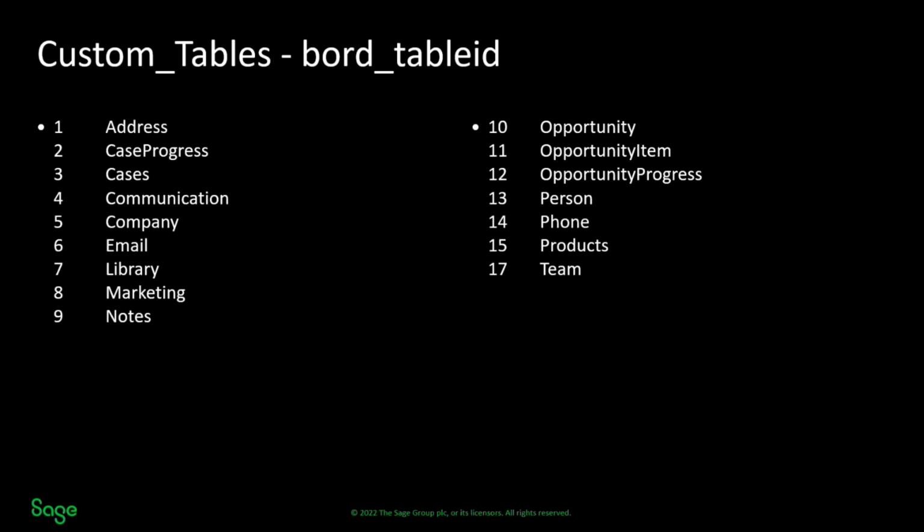In which case, in saving the record into the notes table, it has a two-part key. It needs to know what type of table it is and what the unique identifier for that table is. So the bord_table ID is used in a lot of cases within Sage CRM to help structures understand that this record is associated with this table and then this record within that table.